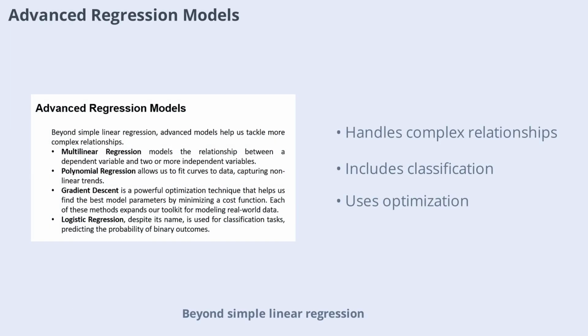Beyond simple linear regression, advanced models help us tackle more complex relationships. Multiple linear regression models the relationship between a dependent variable and two or more independent variables.